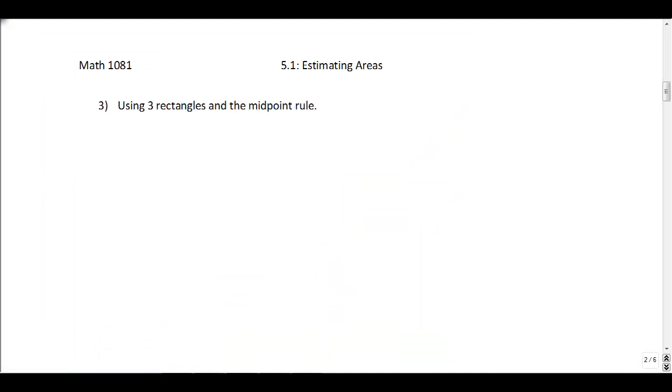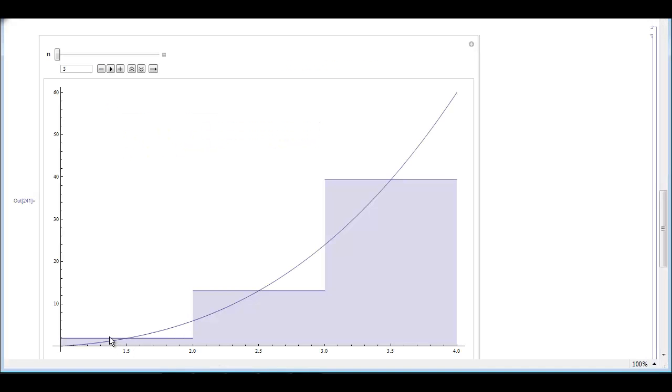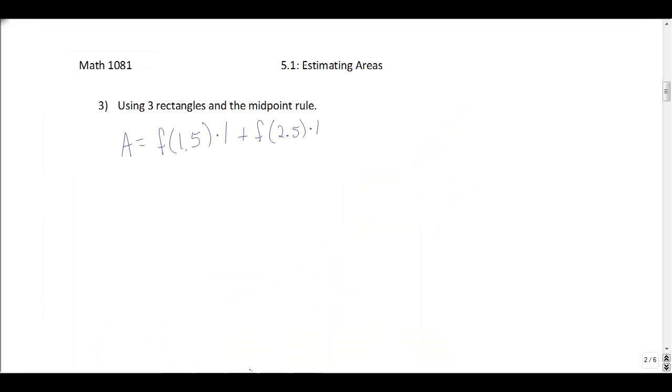So what we're going to get here is our area is going to be f of, well, how about we'll do 1.5, which is really 3 halves. Let's do 1.5 times the width, which is 1, plus the next rectangle. We're going to go between 2 and 3. That's at 2.5. Width of that rectangle is 1. So here's 1.5 with 1, 2.5 with 1, 3.5 with 1. So we're going to add to this f of 3.5, multiply by 1.